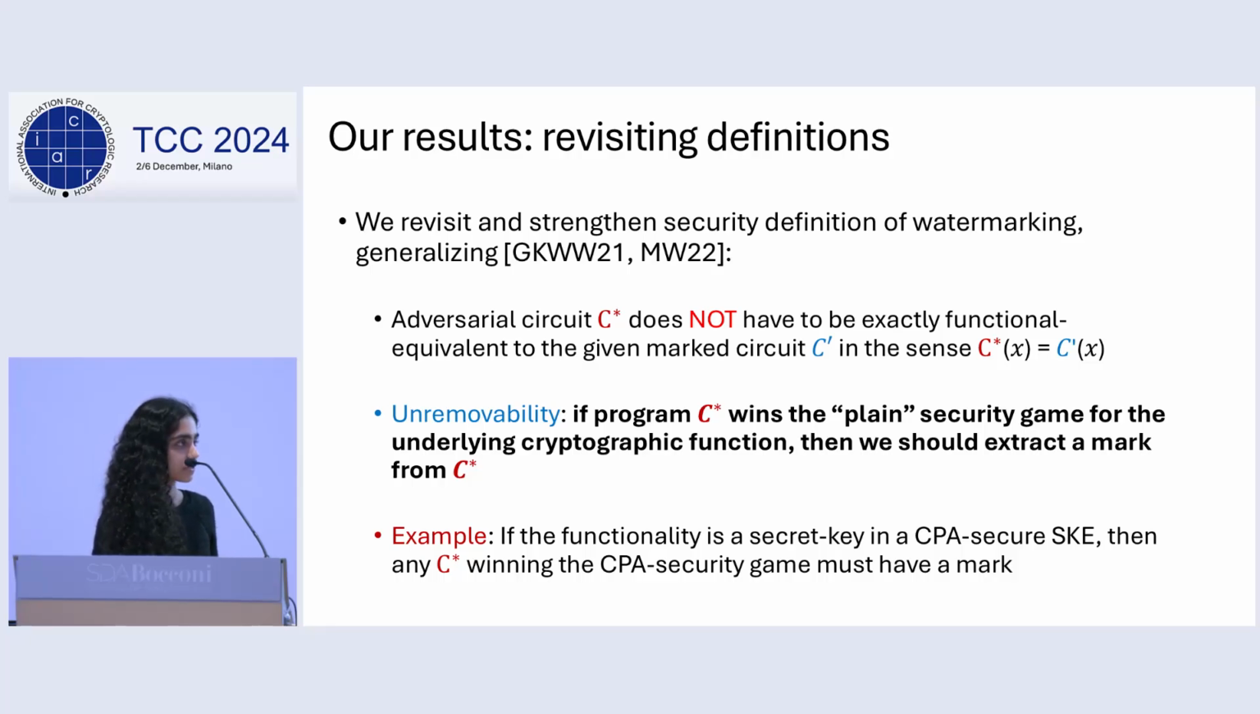So as a concrete example, if the functionality we're working with is CPA secure secret key encryption, then no adversary should be able to come up with a circuit C star, which wins the CPA security game, but does not output the mark when we run extract on it.